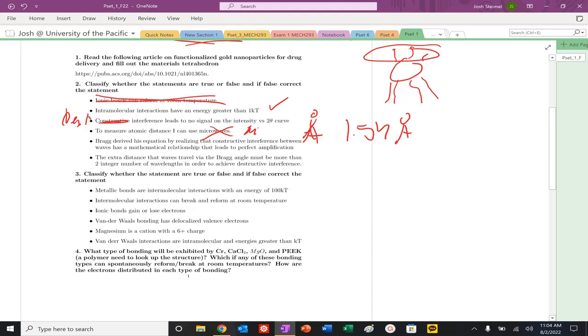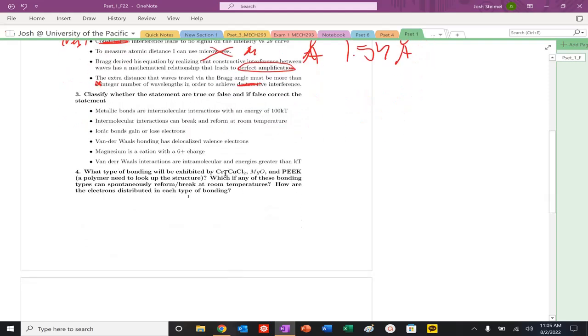Bragg derived his equation by realizing that constructive interference between waves has a mathematical relation that leads to perfect amplification. Yes, that's pretty much true. Perfect amplification is really where you see the key distinction, but that's a little bit of a funny phrase there. The extra distance that waves must travel via the Bragg angle must be more than 2 integer wavelengths in order to achieve destructive interference. No. It needs to be an integer number of wavelengths, and that is constructive interference. So, there we go.